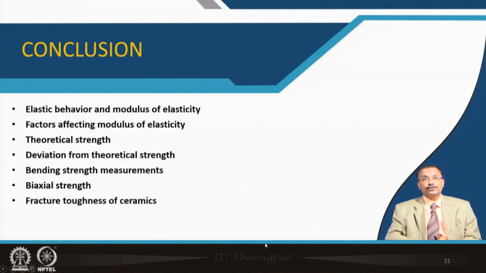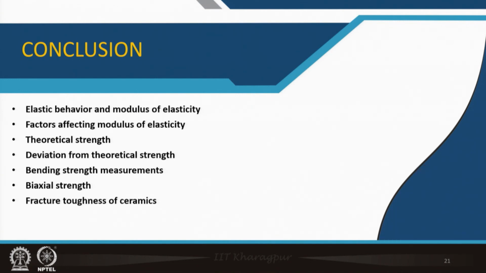In this lecture we talked about the elastic behavior and modulus of elasticity. Then we talked about the factors affecting the modulus of elasticity, the concept of theoretical strength, and why the theoretical strength is never achieved, why the deviation from the theoretical strength. Then we talked about the bending strength measurement, and we introduced the biaxial strength concept in ceramic materials, and finally, the fracture toughness of ceramics and their measurement was pointed out. Thank you for your attention.